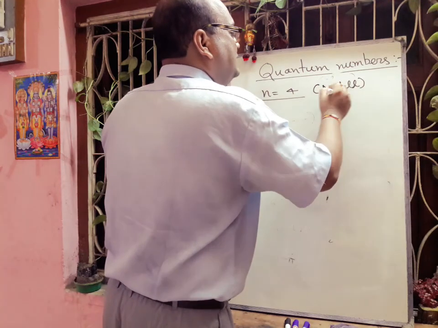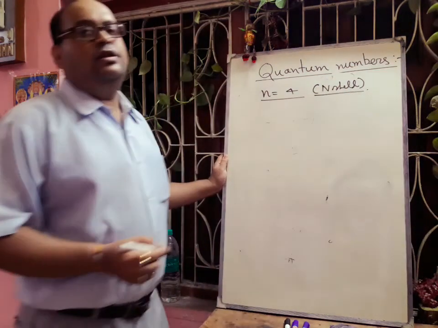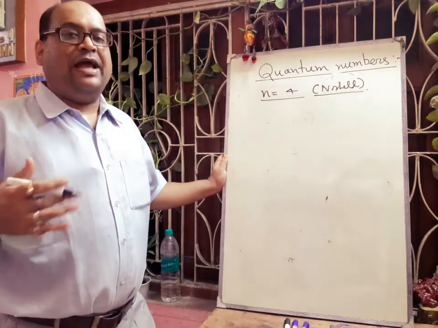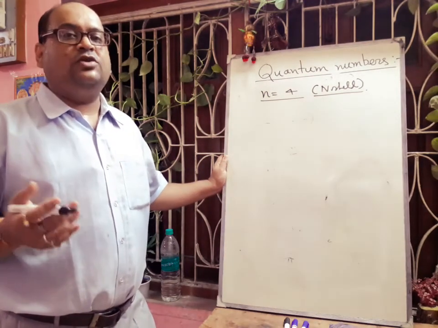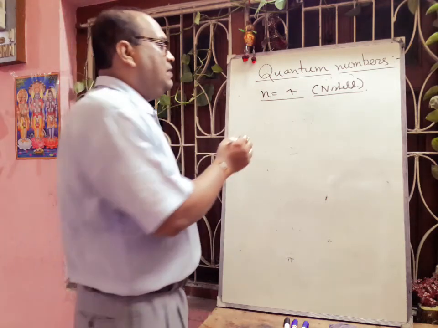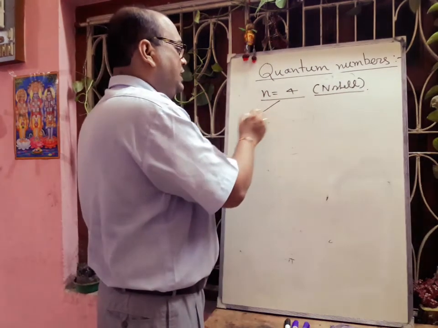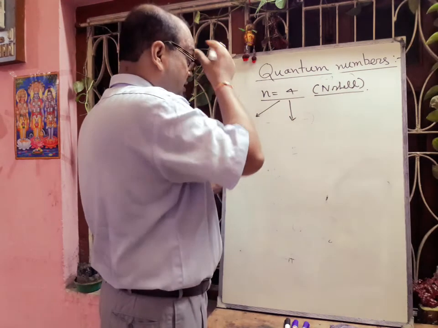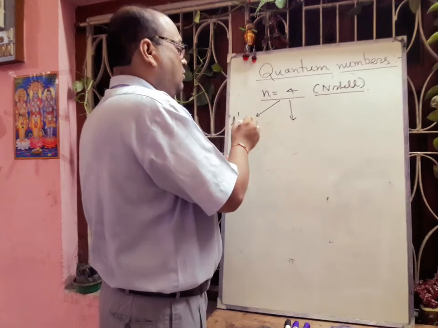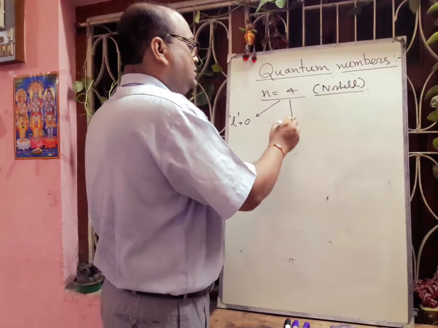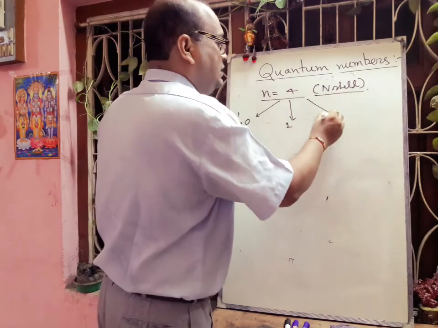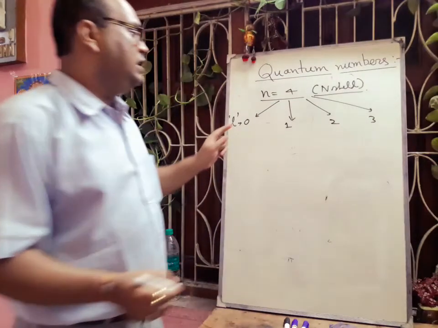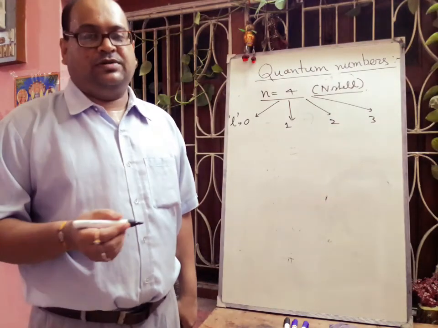In case of the N shell, we will know what the values of L are. That will be 0 to n minus 1, so 4 L values are possible here. These are the L values: one is 0, another is 1, another is 2, and another is 3. So 4 azimuthal quantum numbers are possible.